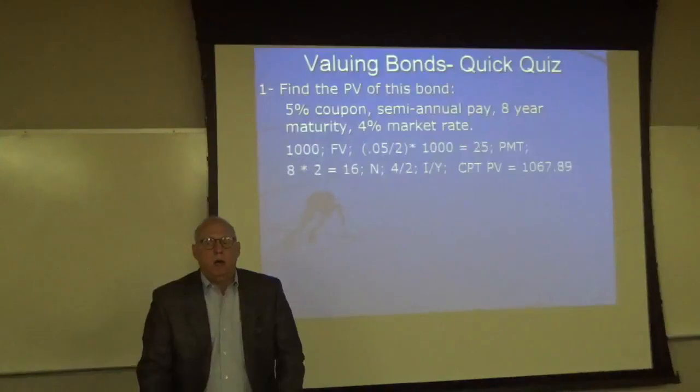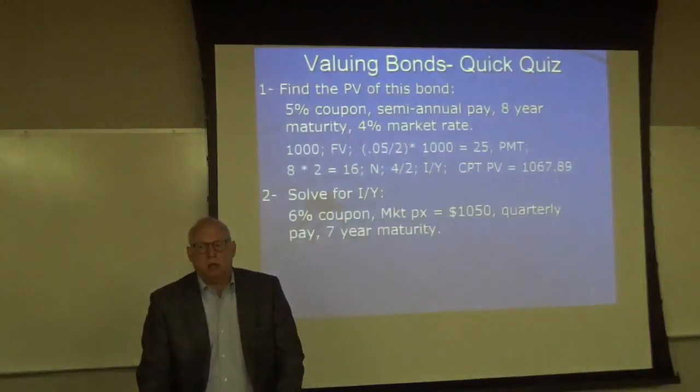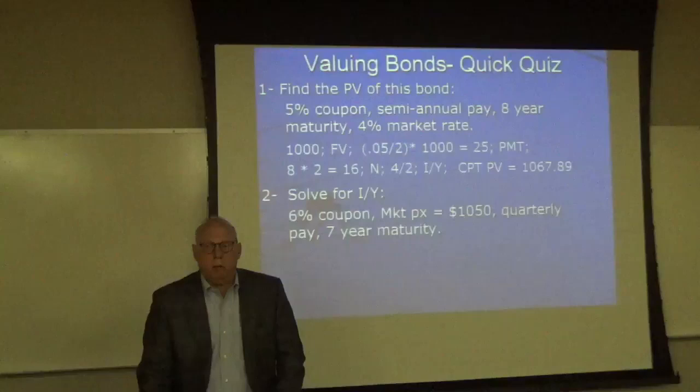Compute present value. And the bond is trading at a premium because the market rate of 4% is below the coupon rate of 5%. All right, now let's solve for IY. Let's find our IY. So our coupon rate is 6%. Our market price is $1,050. Quarterly pay, 7-year maturity. So the bond is trading at a premium. So the market rate that we get, our IY, is going to be below 6%.